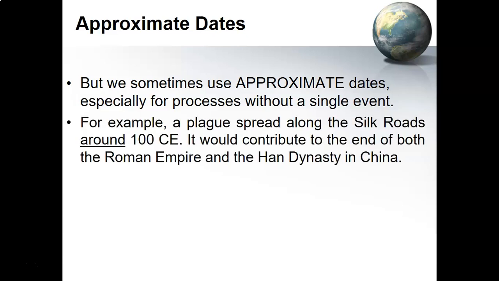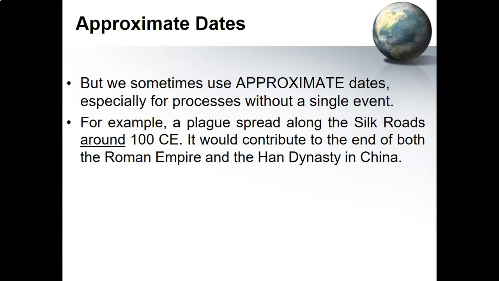Around 100 of the Common Era, so this would be 100 on the right of the 0, there was an outbreak of disease that spread along this trade route called the Silk Roads. And it would eventually contribute to the end of both the Roman Empire and the Han Dynasty. We'll learn much more about those later on. But what I want you to notice right now is that word around.